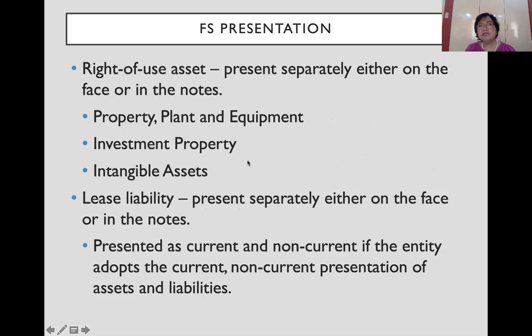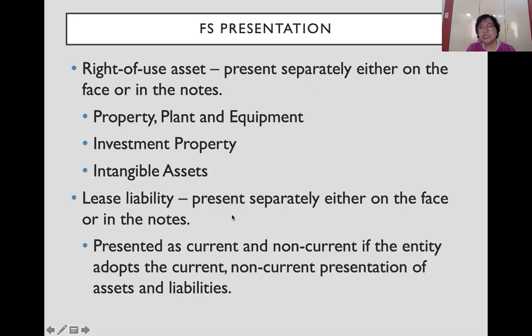So in the financial statement of the lessee, the right-of-use asset must be presented separately, either on the face or in the notes. So you may include that in one line item in property, plant, and equipment on the face, but you have to mention in the notes that part of property, plant, and equipment is a right-of-use asset. Same is true for right-of-use asset classified as investment property or intangible assets. Again, you may use the face to present it separately, or you may use the notes to present it separately.